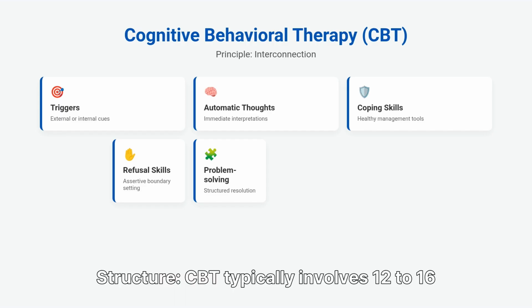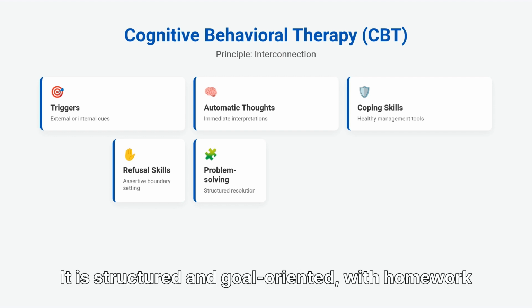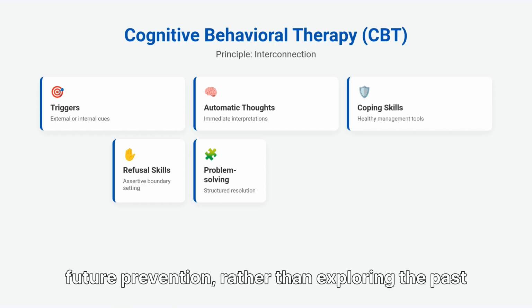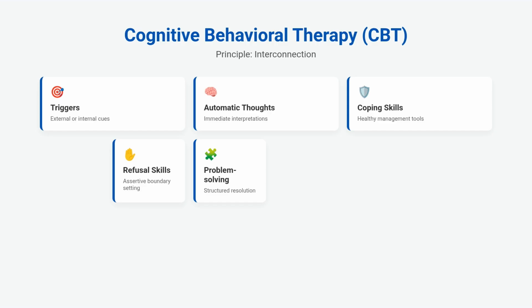Structure: CBT typically involves 12 to 16 weekly sessions. It is structured and goal-oriented, with homework assignments between sessions. The focus is on current problems and future prevention, rather than exploring the past in depth.